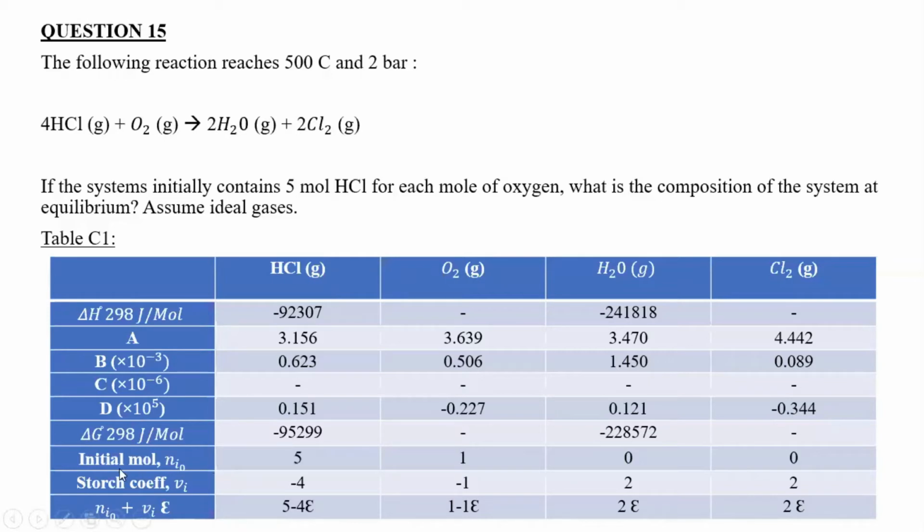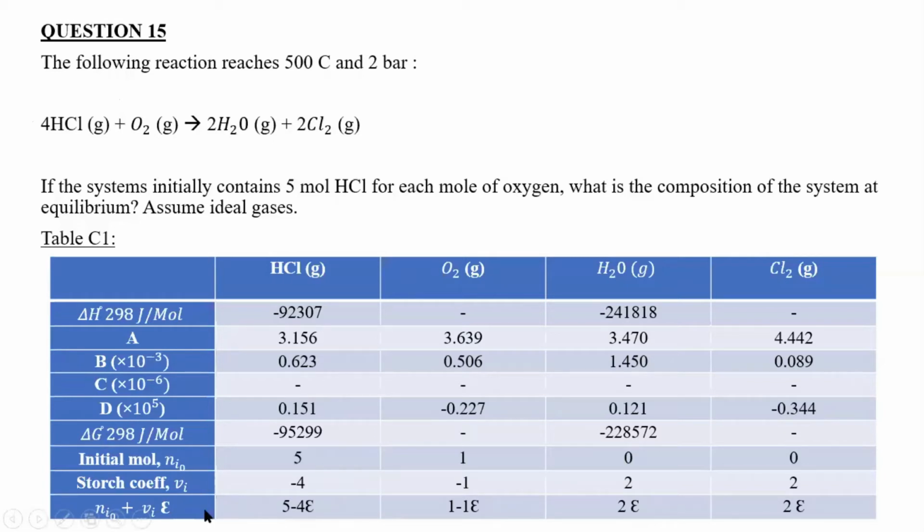Okay, so next, this is the initial mole, which is from the question. Here this is 5 mole HCl and 1 mole oxygen for the initial mole. The H2O and Cl2 are 0 because nothing is stated in the question. The stoichiometric coefficient is from the stoichiometric number in the chemical reaction: 4 HCl, 1 O2, 2 H2O, and 2 Cl2. Bear in mind that the product must be positive and the reactant must be negative, like this: -4, -1, 2, and 2.